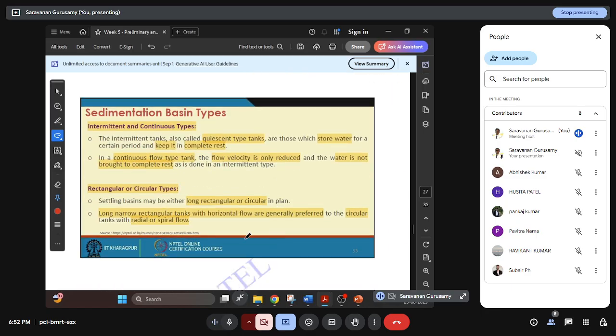Then sedimentation basins are classified as intermittent and continuous type. If the tank is like a batch reactor, water comes in, it settles, and after some time it's taken out. That's the intermittent, or quiescent, type of tank. Water is stored and kept at complete rest so that the particles settle, and then treated water is taken out. In continuous flow, water is coming in and going out, and before it leaves, it should settle. That is the continuous type tank, similar to a batch reactor and a continuous reactor.